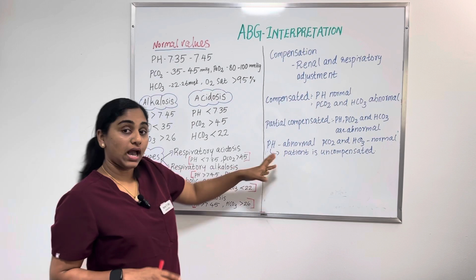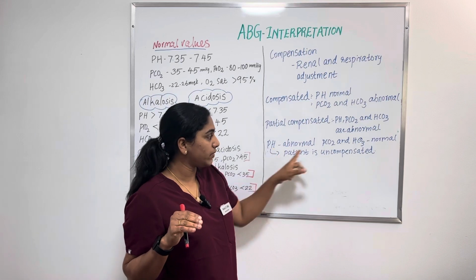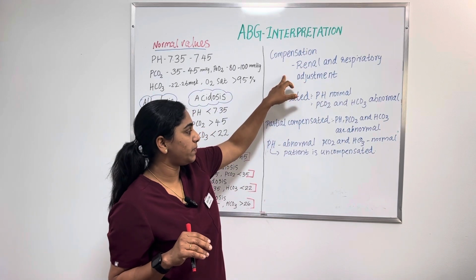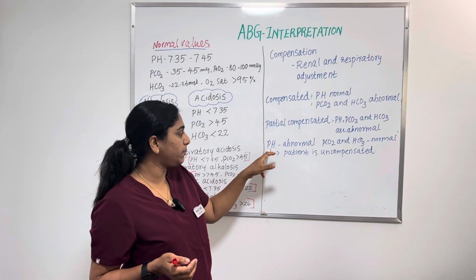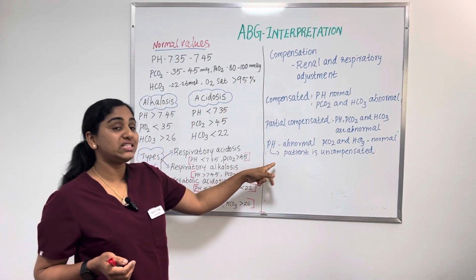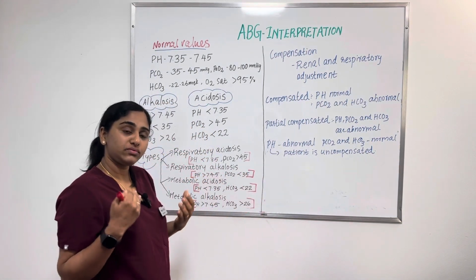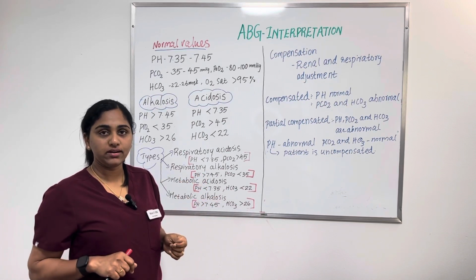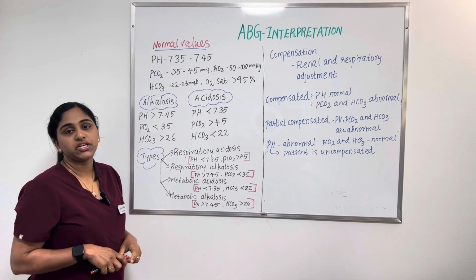The other one is uncompensated. Here you can see that the pH is totally abnormal, but the PCO2 and HCO3 are normal. That means the renal or respiratory system is not doing any adjustment to get the pH back to the normal level. So the pH is still abnormal, and that means the patient is uncompensated. At this stage, we need to act, or give some medications as per the doctor's order, or give more oxygen. It depends on which type of acidosis or alkalosis the patient is going through.